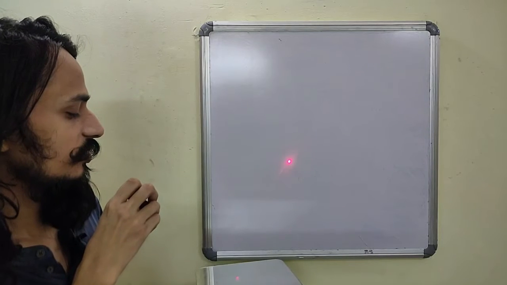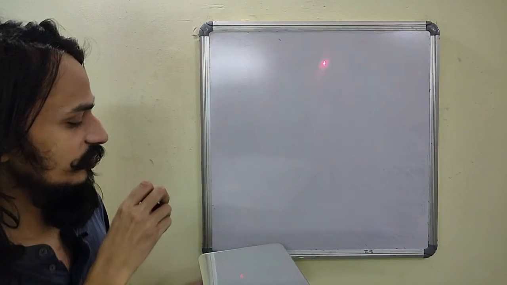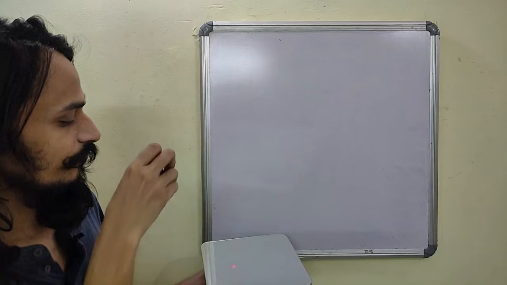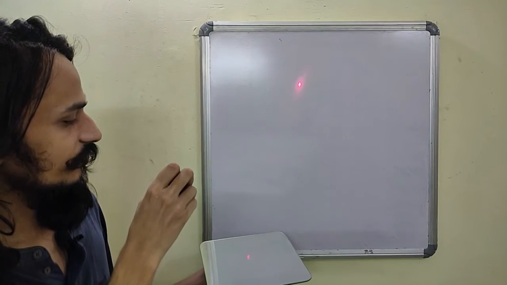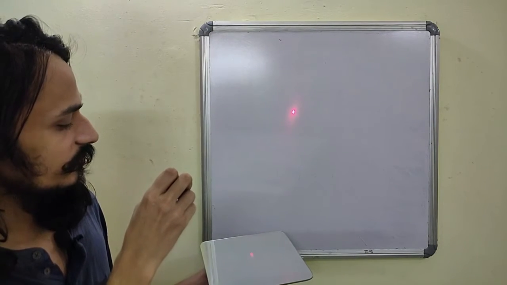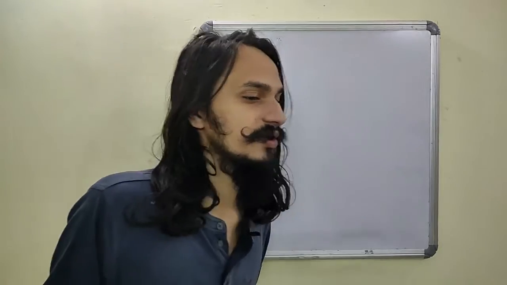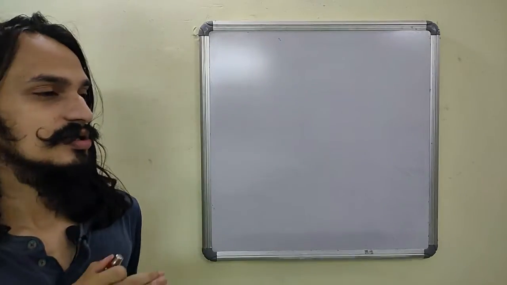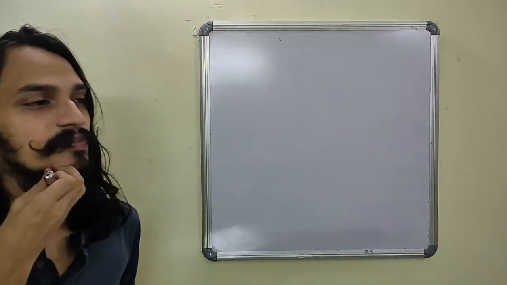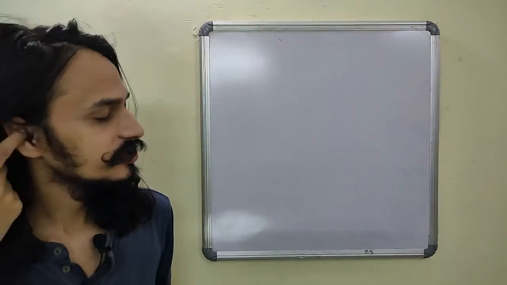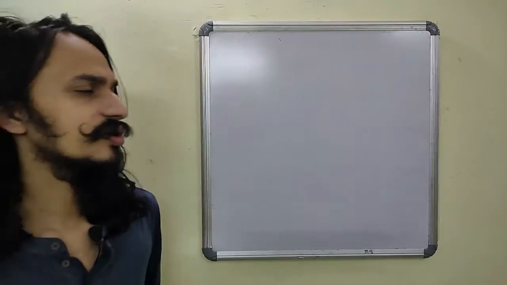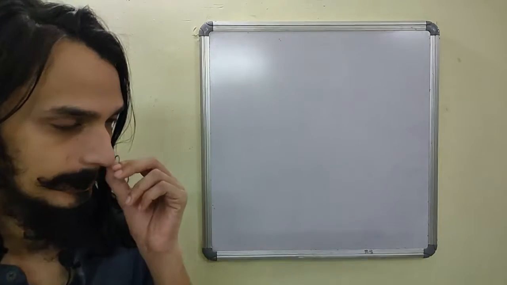But with a mirror, the bounce happens. If you look at the mirror carefully, that red dot you can see, but it's also there over there. So this is called reflection. Whenever light hits a smooth surface, it bounces back in a different direction. So that is reflection, and we know what the law of reflection is also.